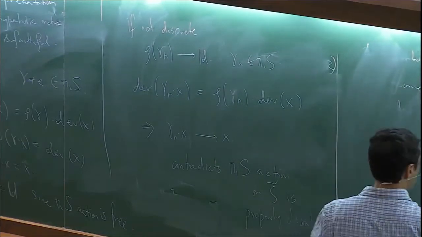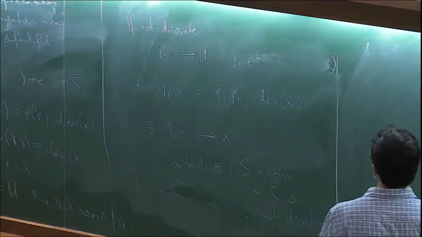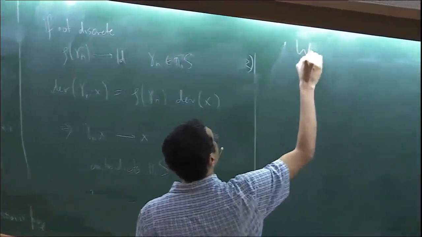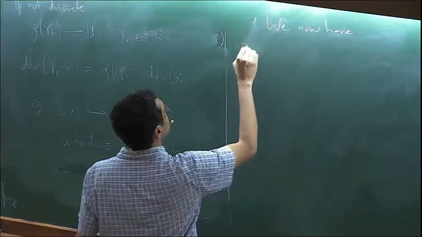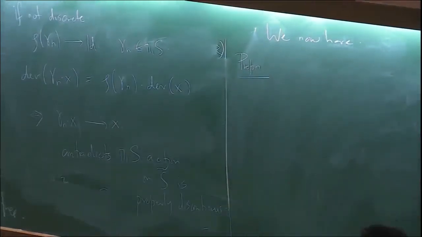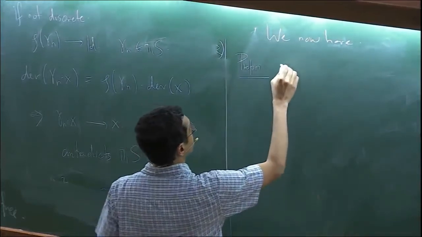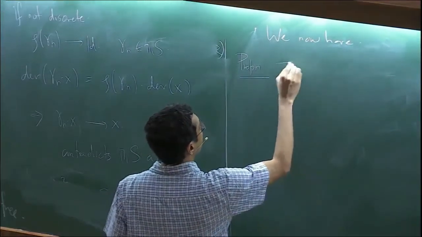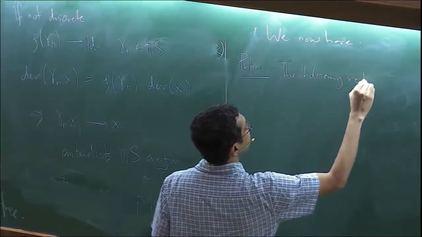So to summarize, a consequence of all this is that we now have defined this map from Teichmuller space to a space of these discrete faithful representations. So we now have that the holonomy representation.